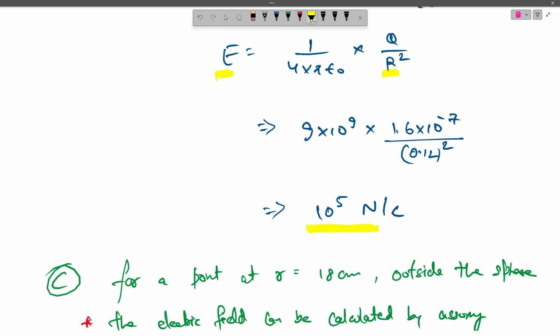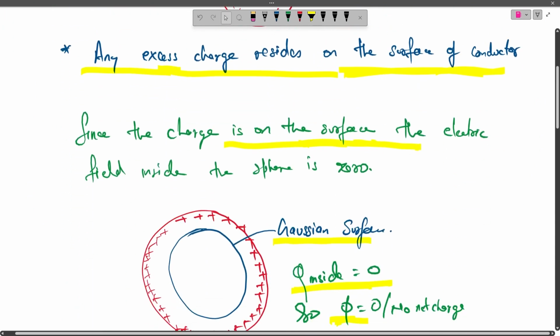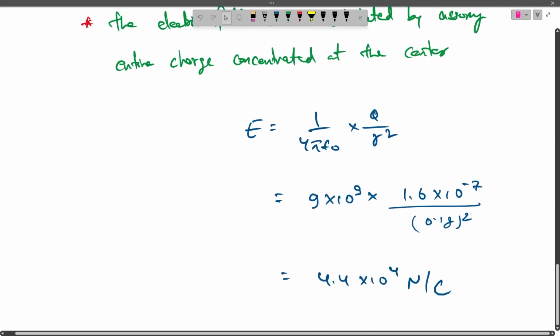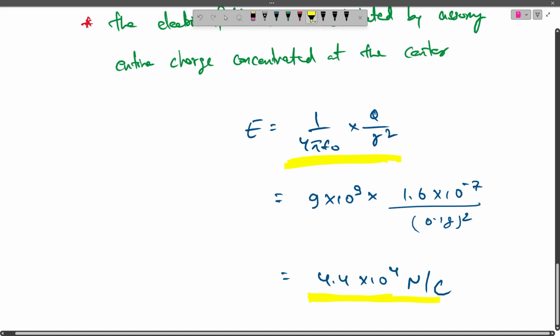Now the third question asks what is the electric field at a point 18 cm from the center of the sphere. In this case, we can assume that the entire charge is concentrated at the center, and thus we can take the Gaussian surface to be a sphere of radius 18 cm. Like previously, we can calculate the electric field using this formula, and we come to the conclusion that the electric field is 4.4 × 10^4 Newton per coulomb.